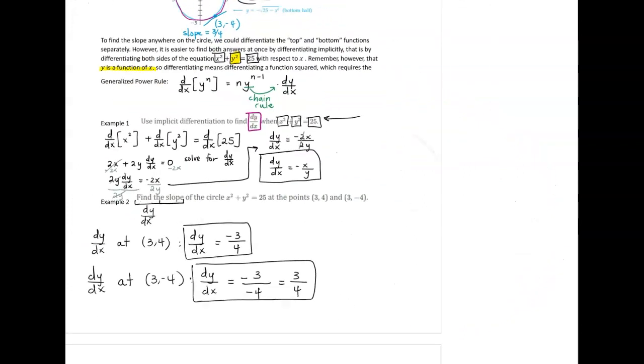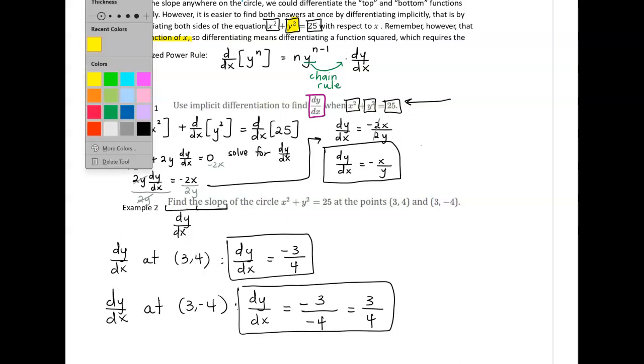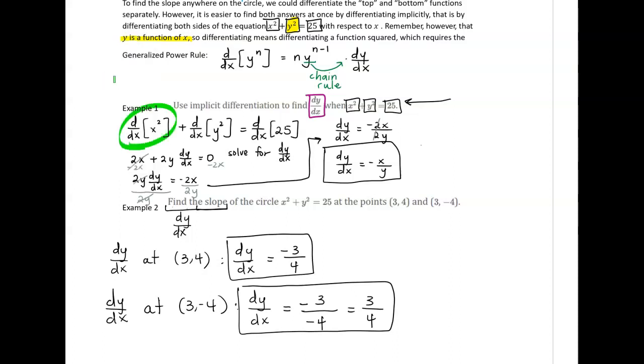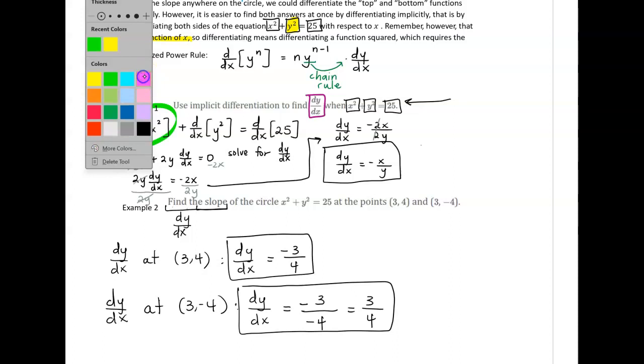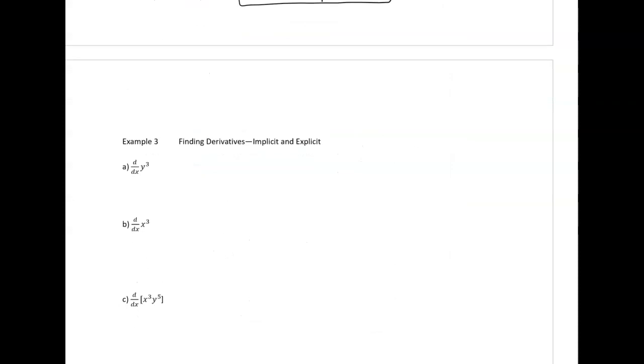And we can see that that blue line does have a positive slope and that the green line does have a negative slope. So the main thing to take away when you're finding derivatives implicitly is if you're finding the derivative of a term that only has x, you take that derivative like normal. But if you're finding the derivative of a term that has y in it, you need to make sure you're applying the chain rule and that you're picking up that dy/dx. Let's look at some more examples.